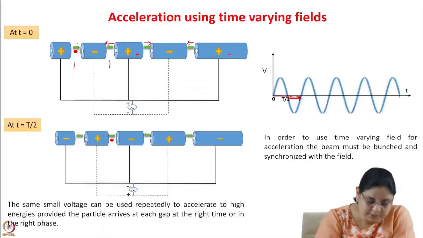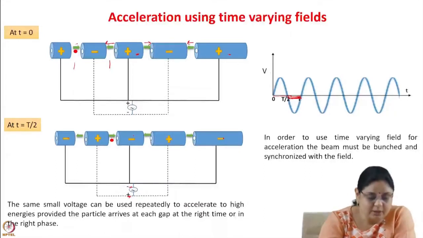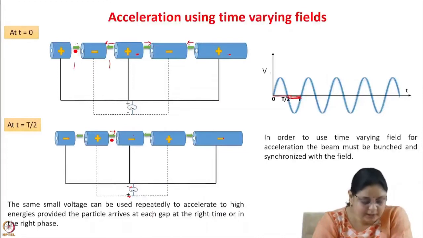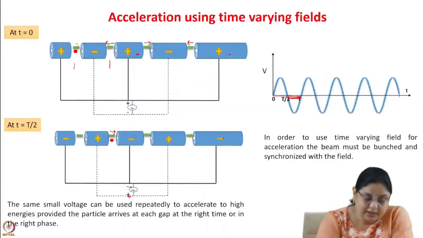So now this becomes negative and this becomes positive. The first drift tube, the third drift tube, and the last drift tube are now negative. The second and fourth drift tubes are positive. So now the field in the second gap has become forward, and hence it will accelerate. So in this way, by changing the polarity, the same voltage can be used repeatedly to accelerate to high energies, provided the particle arrives at each gap at the right time, such that it always sees the positive part of the electric field. So it has to travel from here to here in time T by 2.